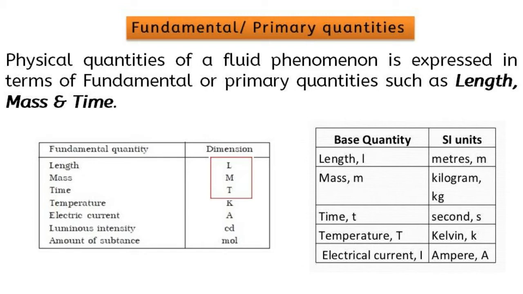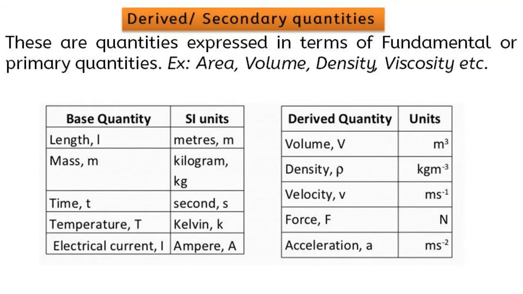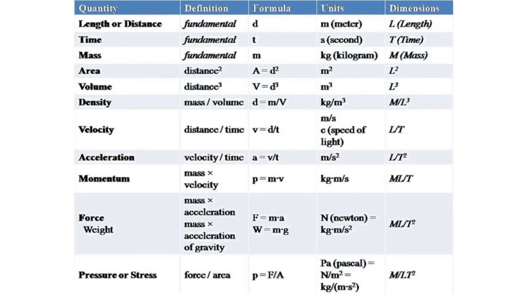Out of these four, mass, length and time are used in fluid flow problems and temperature is used in heat flow problems. Derived quantities are derived from fundamental quantities. For example, area whose unit is meter square and dimensional form is L square. Volume whose unit is meter cube and dimensional form is L cube. Density unit is kg per meter cube and dimensional form is ML raised to minus 3. Velocity unit is meter per second and dimensional form is LT raised to minus 1. Similarly, so many other derived quantities are given in the table.